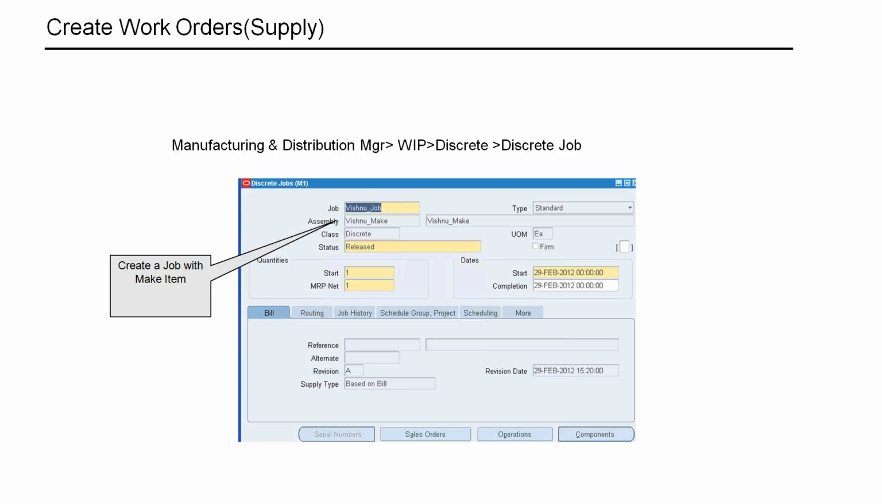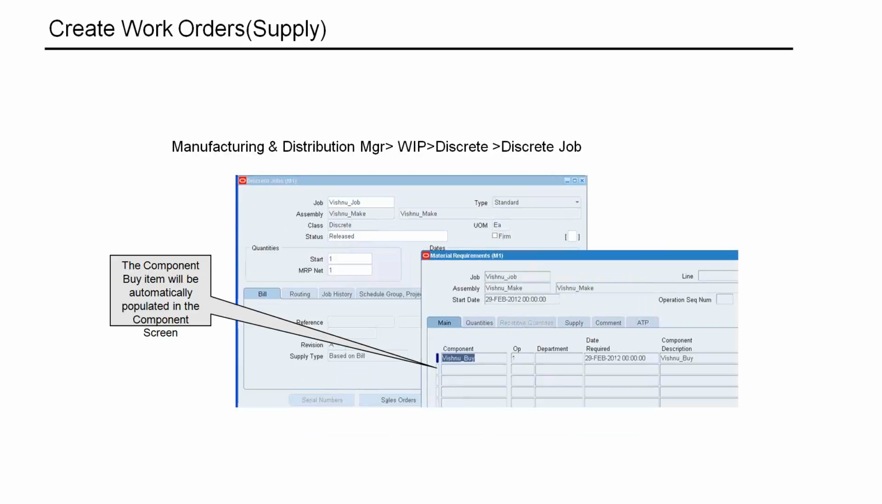Ultimately the ASCP recommendations will be converted either to a purchase order or a WIP job, based on how your customer orders are placed or how you do the forecasting. So all the discrete jobs, this is how the discrete jobs are made.